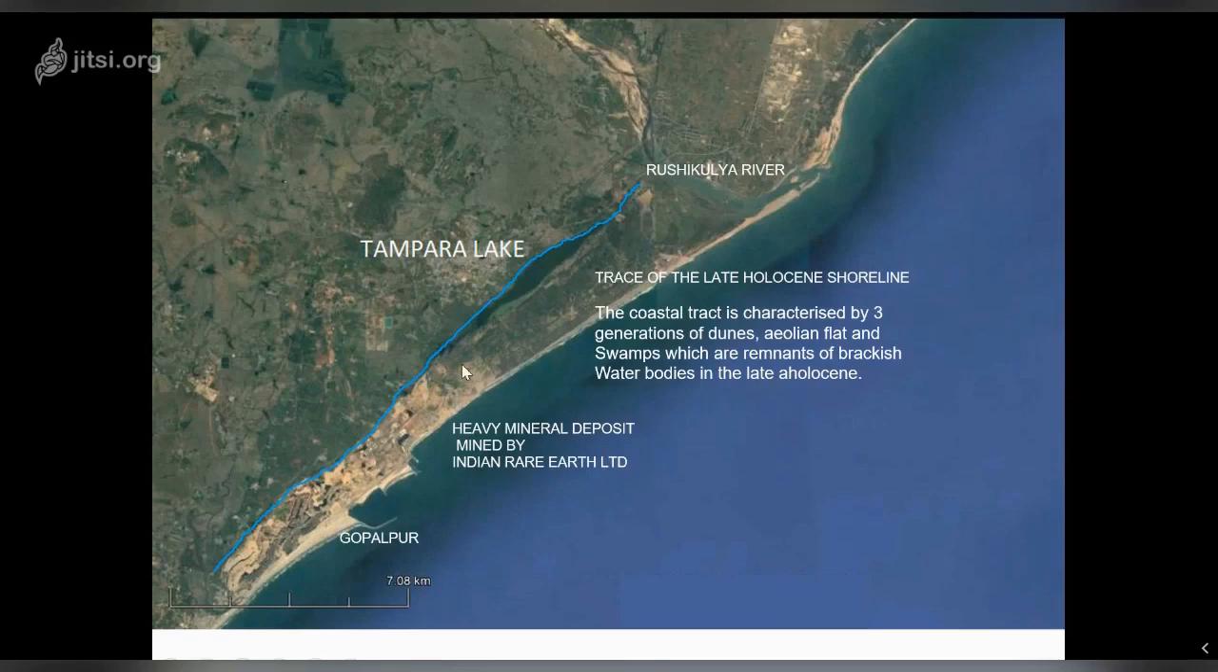This area is also interesting because you have a lot of heavy mineral deposits near Gopalpur. It is being mined by Indian Rare Earth Limited, and 6 types of minerals are available here. Garnet, sillimanite, ilmenite are in good quantity, and in very small quantities, rutile, zircon, and monazite.